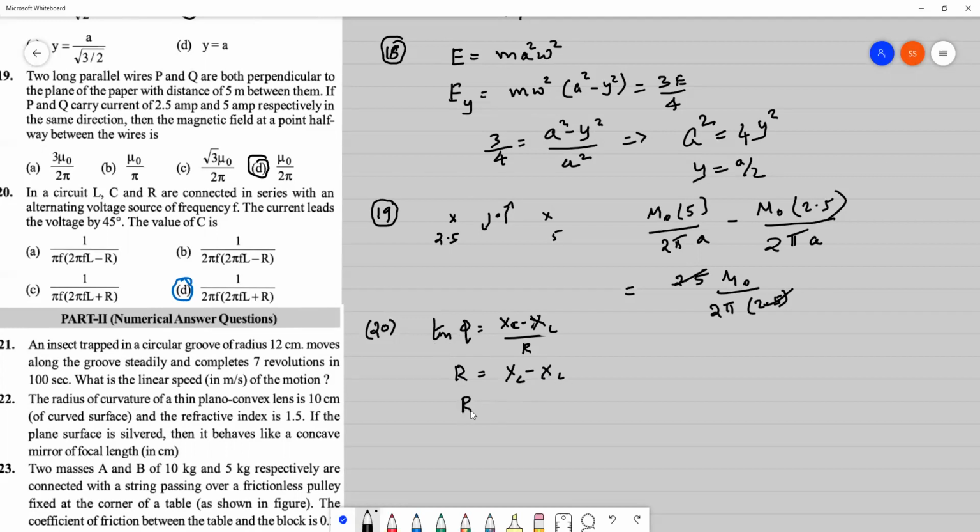So R is equal to XC, which is 1 by C omega, minus XL, which is L omega. So I can write 1 by C omega is equal to R plus L omega, or C is equal to 1 by omega times R plus L omega. Instead of omega, if you substitute 2 pi times frequency, I'll get this as the answer.